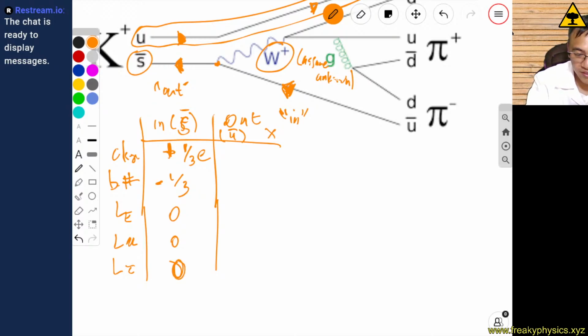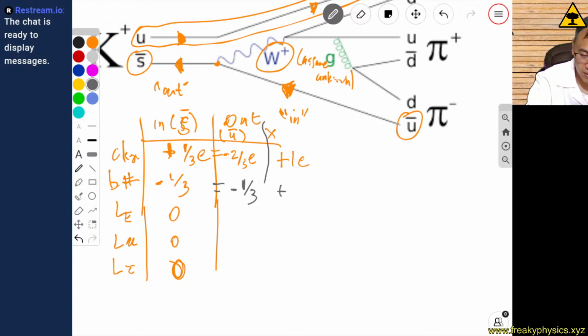Now on the out, let's take a look at the charge. This is an anti-up. So anti-up would be negative 2/3 E. So this means for this, we need our X to have a charge of plus 1 E. So let's take a look. 1e minus 2/3 e plus 1/3 e. So they're equal now. Let's go to the baryon number. That's 1/3. This is anti-up. So that's also negative. And then automatic, all quarks, 1/3.